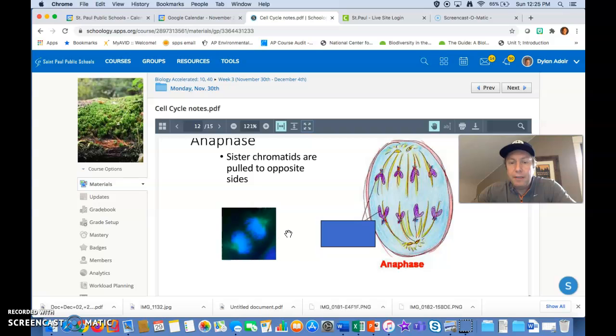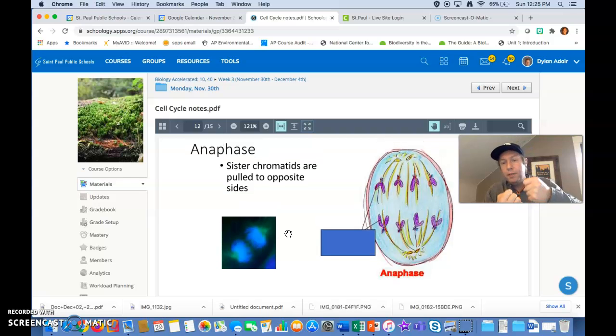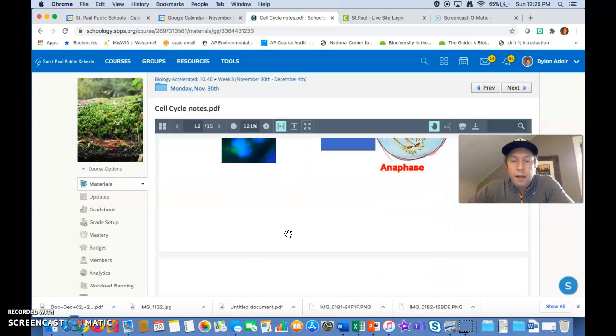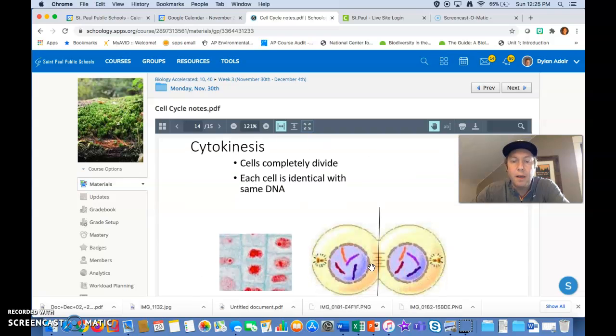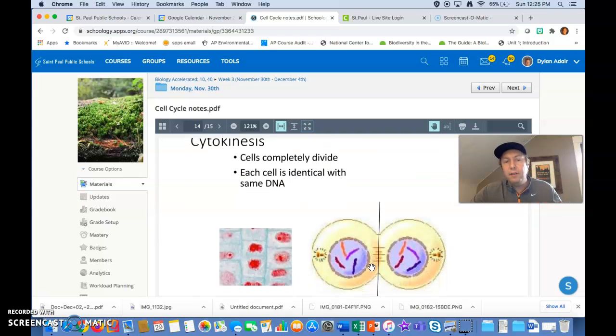All right, anaphase. In anaphase, the sister chromatids start to pull apart, okay? And then telophase, the new cells are beginning to form. The nuclear envelope of the new cells are beginning to form. And as you can see, we have 4 chromosomes, 1, 2, 3, 4 in each of the new cells. And then cytokinesis, the final division, the cell completely divides apart.